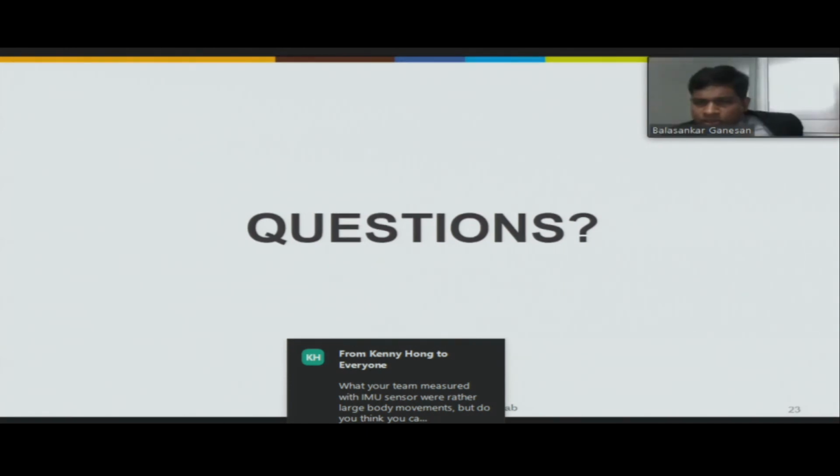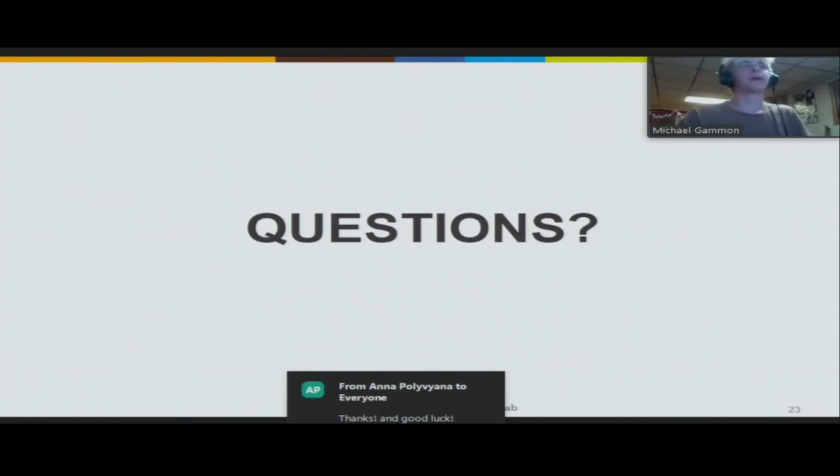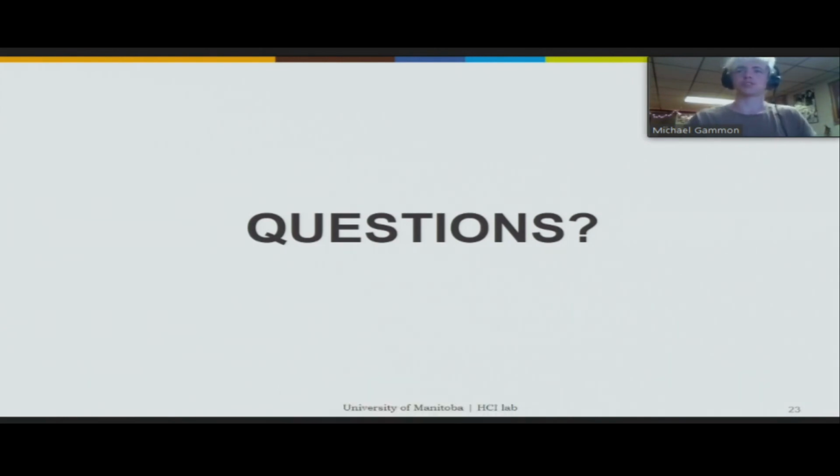One more question. What your team measured with the IMU sensor were rather large body movements, but do you think you can measure much more sophisticated movements like finger or toe movements? That's an interesting question, actually. The IMUs are pretty accurate. Just sticking to leg motions for a sec, one of the things we're doing is looking at physiotherapy, which does involve much more subtle movements, just small movements of the leg up and down, exercises for patients with mobility issues. And for those types of exercises, they seem to work quite well still, even on those smaller scales.